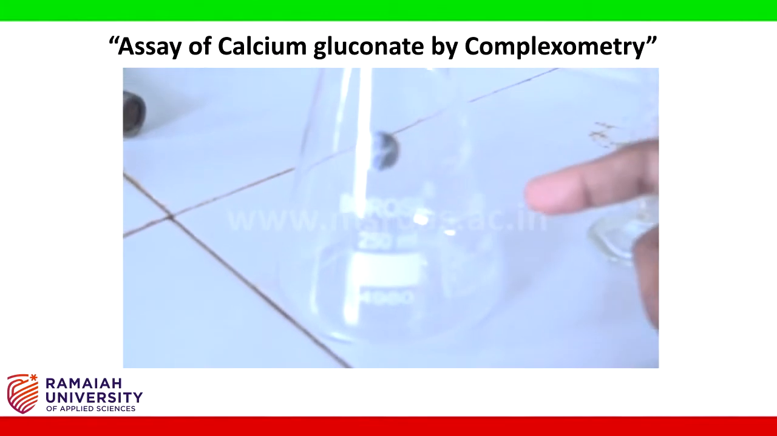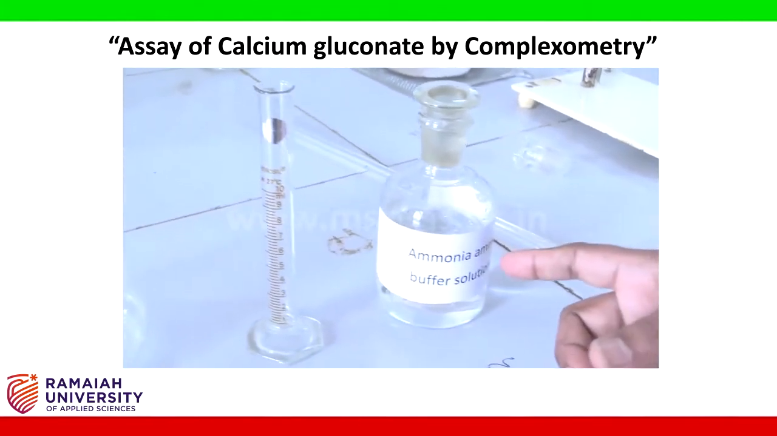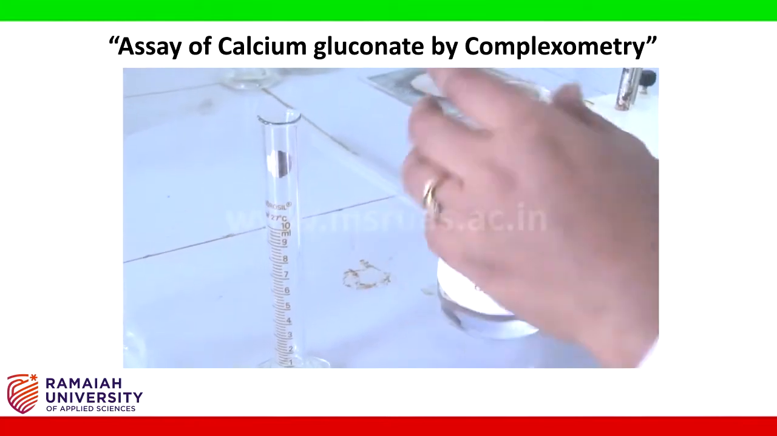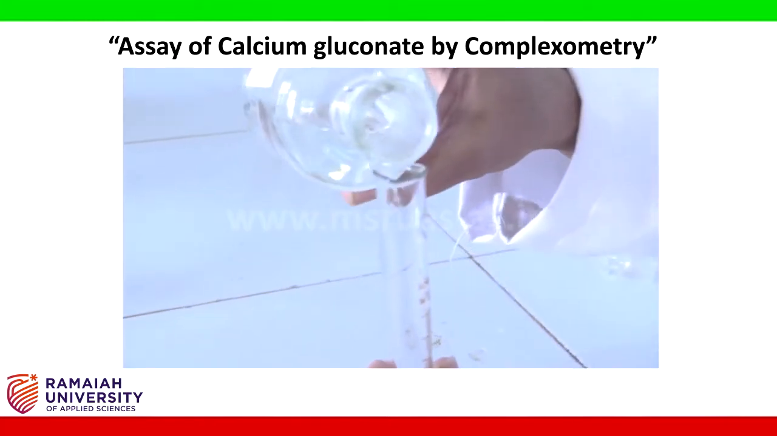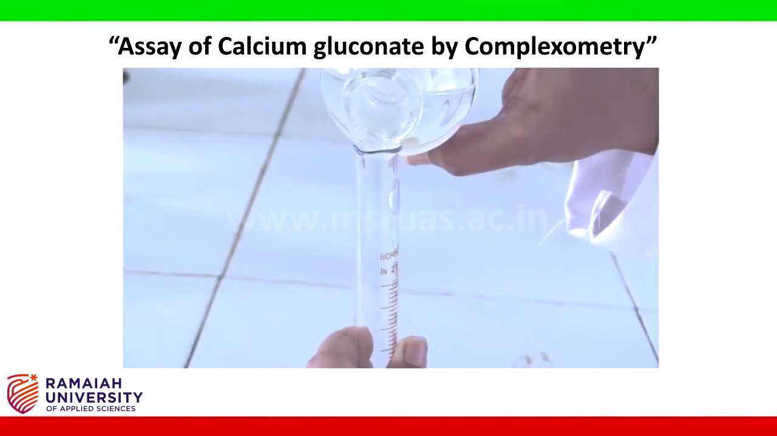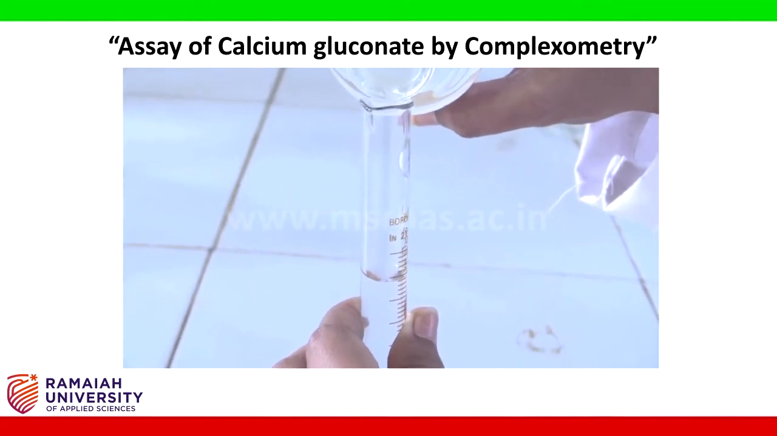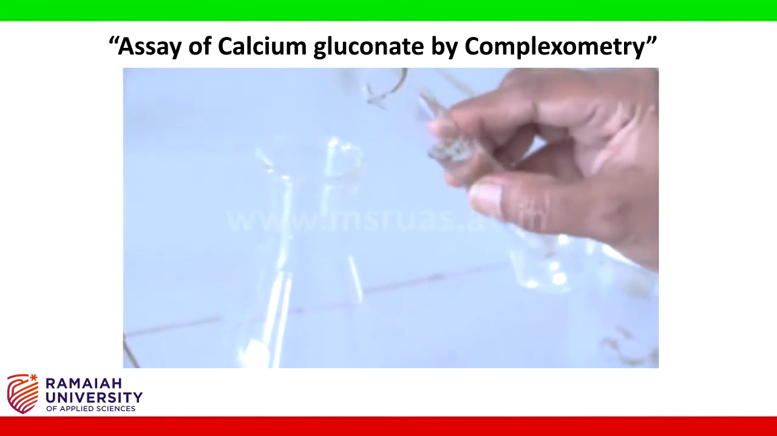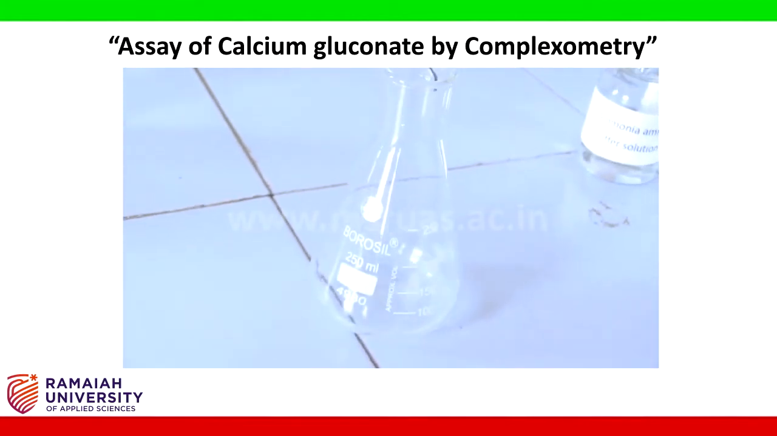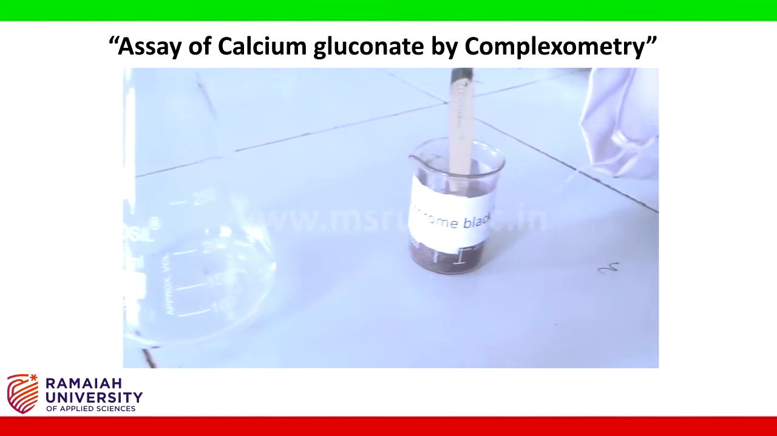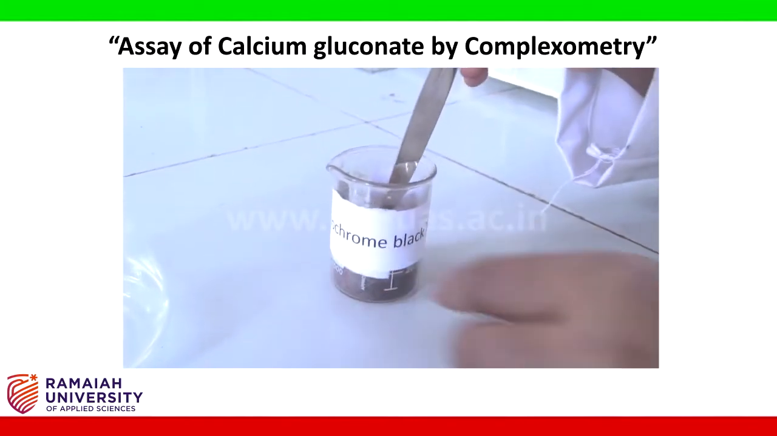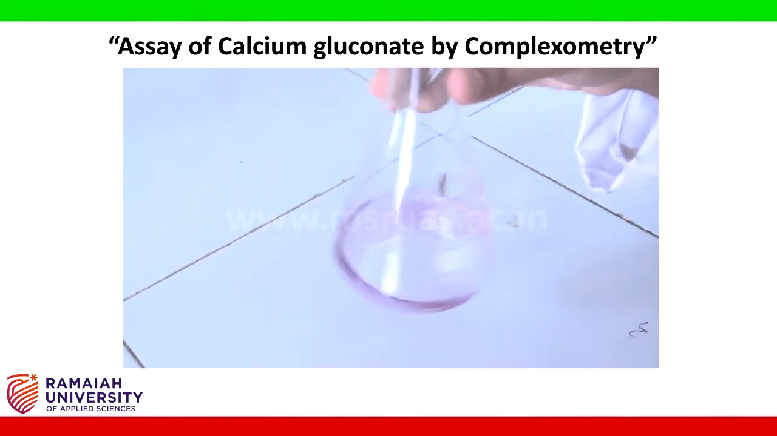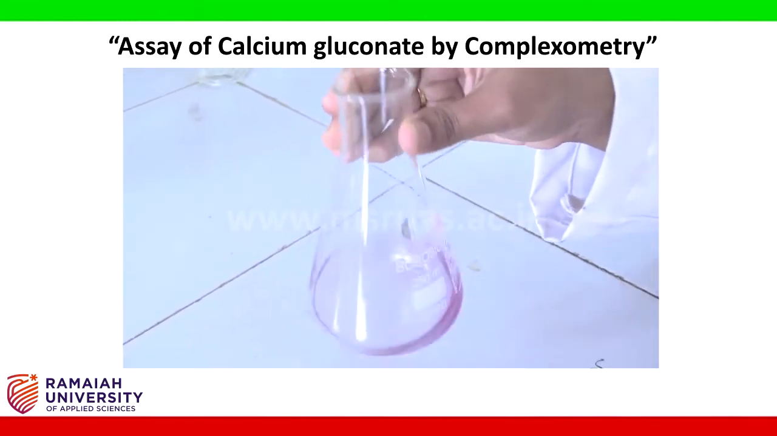After adding zinc chloride solution, 10 ml of ammonia ammonium chloride buffer solution is transferred into the conical flask using a measuring cylinder. Ten ml of ammonia ammonium chloride buffer solution is transferred into the 250 ml conical flask. After adding the buffer solution, add a pinch of solochrome black T indicator. Stir the contents of the solution and this solution will appear red in color.